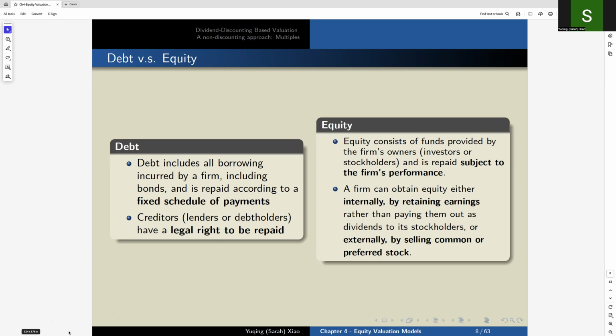But unlike bondholders, you face uncertainty. The size and timing of dividends are not guaranteed. That's why stock valuation models must deal with this uncertainty head-on.